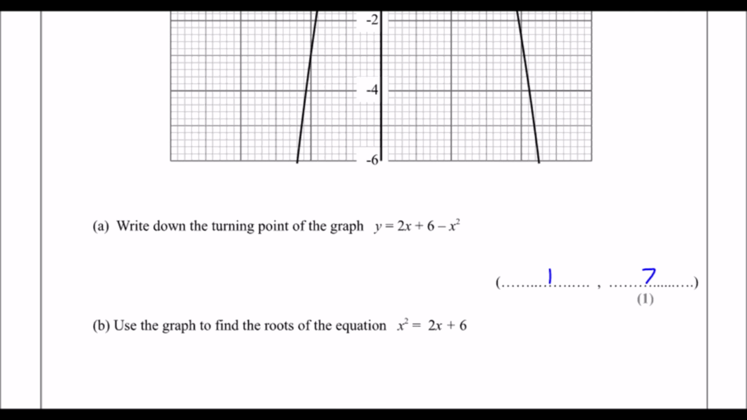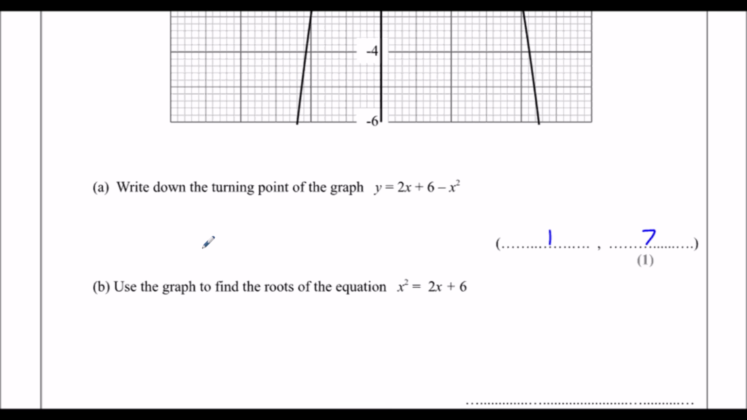Part B, use the graph to find the roots of the equation x squared equals 2x plus 6. So this might look slightly different to the graph we had, but if we take x squared away from both sides, we end up with 0 equals 2x plus 6 minus x squared. So we can see it is the same. It's where y equals 0. Y has just been made 0.